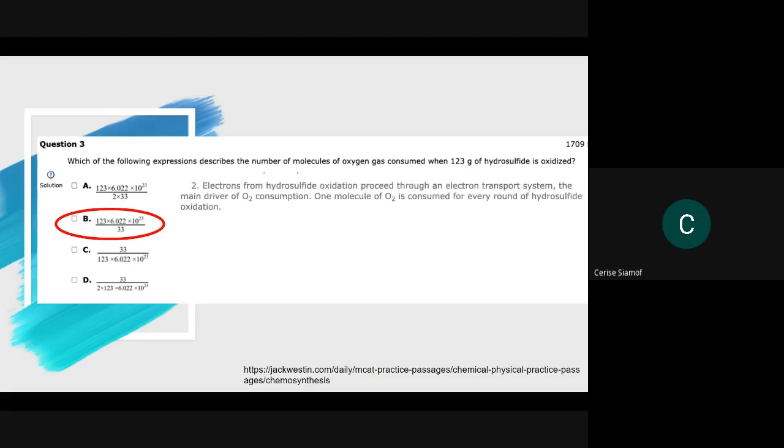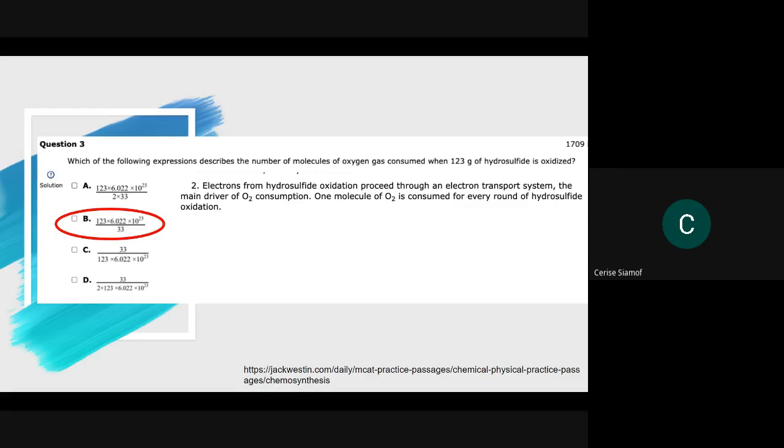Okay. So the next question was, which of the following expressions describes the number of molecules of oxygen gas consumed when 123 grams of hydrosulfide is oxidized? The answer to this question was B. The explanation comes from one line in the passage that tells you that 1 molecule of oxygen is consumed for every round of hydrosulfide oxidation. So for every 1 molecule of oxygen that you consume, you would get 1 hydrosulfide oxidation.